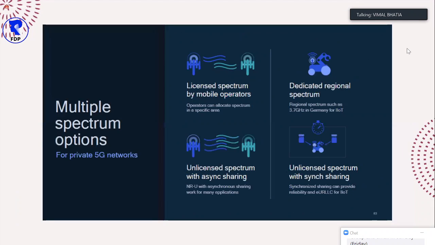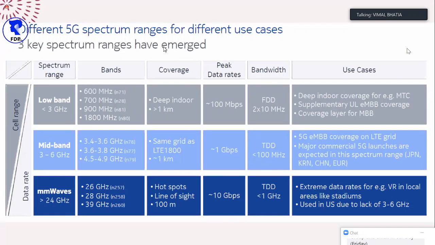So here, this is the figure that I wanted to look at. So here we look at three different bands. We have a low band, at 670 megahertz. The intent here is to have a deep coverage, deep indoor coverage of 1 kilometer or more than 1 kilometer, data rates of 100 Mbps, and then different technologies. But they're basically designed for larger area coverage.